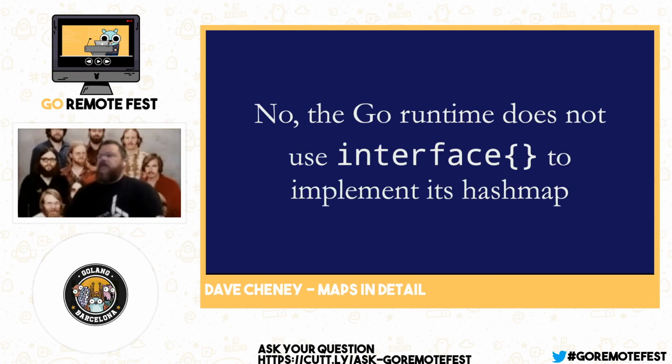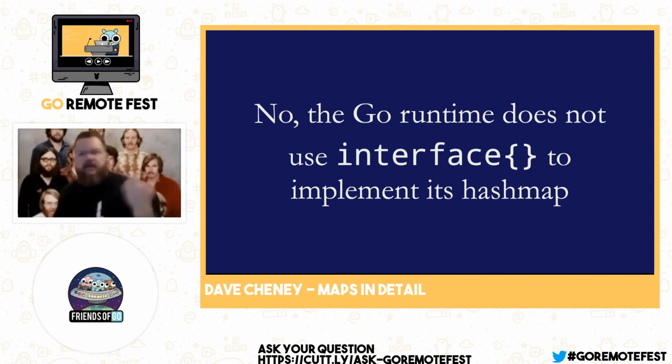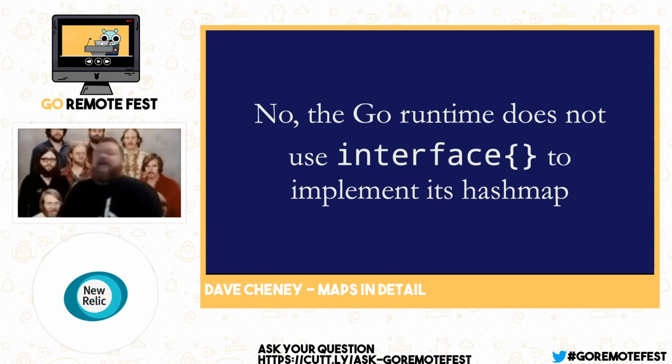No, the Go runtime does not use empty interface to implement Hashmap. If you look at container/set and container/heap, those are terrible. They should never have been in the standard library. That was a mistake. Don't look at them and say, oh, I will follow that idea and extend it into container/hashmap. That is not how maps are implemented inside Go.